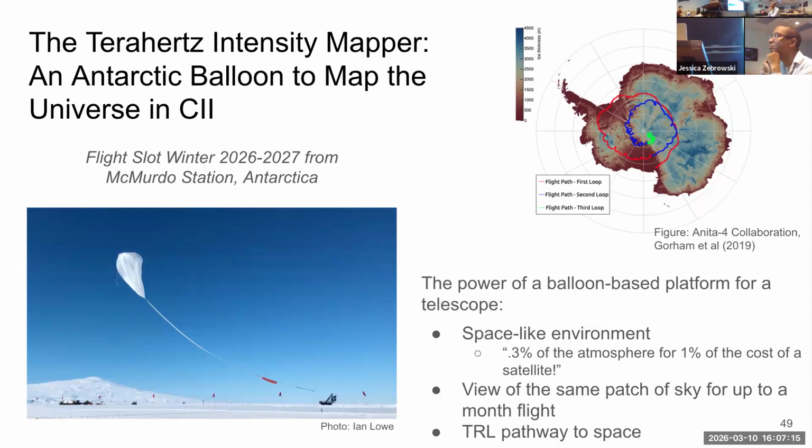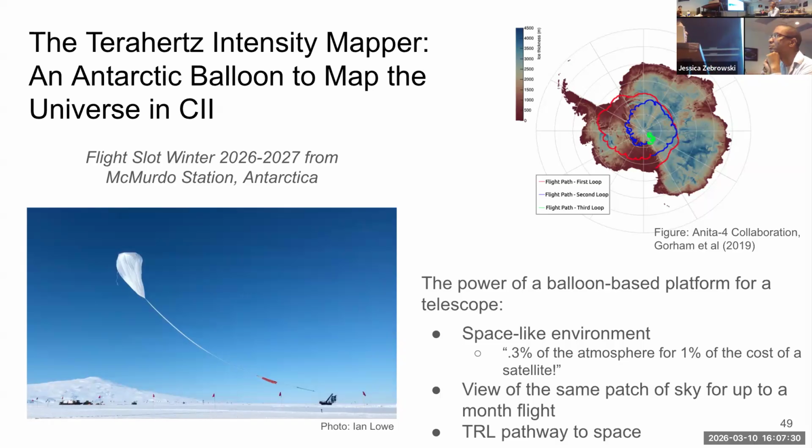So when you launch from McMurdo, you can view the same patch of sky for up to a month of flight. If you look here at the top right, that's a picture of the flight path of ANITA-4, which is a previous Antarctic-based balloon. So you kind of circle the South Pole based on how the winds are lined up.